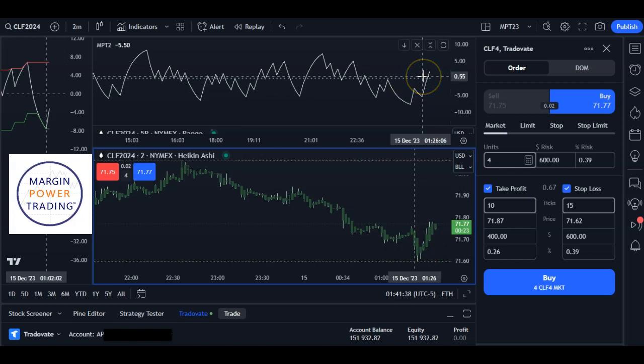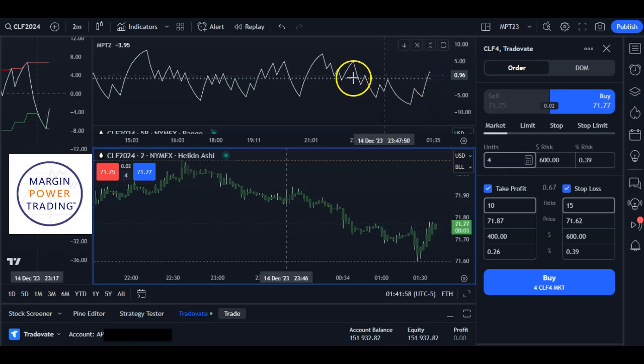Okay. But that's where the move was. Now we're up here in the neutral. This is the bullish quadrant, and so we could anticipate a continuation to the upside here.